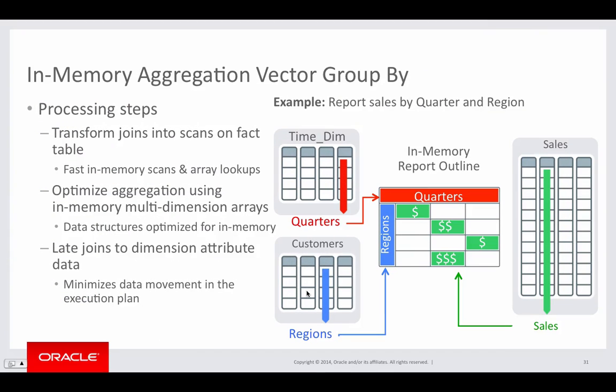Now, we're going to execute this query using in-memory aggregation. Remember, that's allowing us to take advantage of an in-memory accumulator or report outline that's going to allow us to do the group by as part of the scan of the main table, in this case, the sales table in the query.